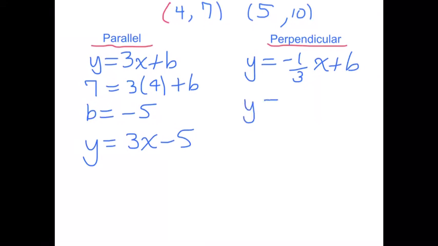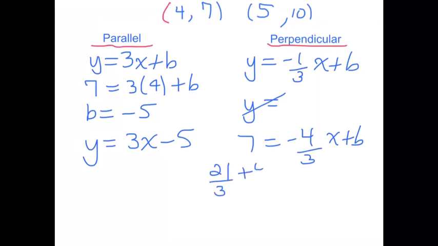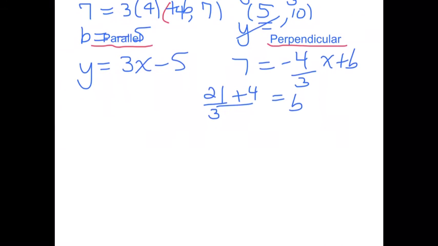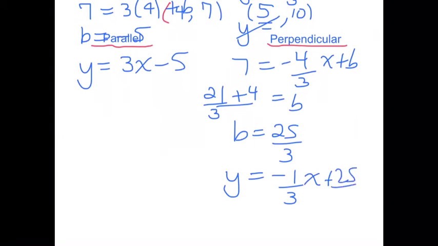This one, of course, is going to be a little bit uglier because we're going to have, unfortunately, 7 equals minus 4 thirds x plus b. I'm going to add 21 thirds plus 4 equals b. So in this case, b is equal to 25 thirds, and I'm going to get y equals minus 1 third x plus 25 thirds.